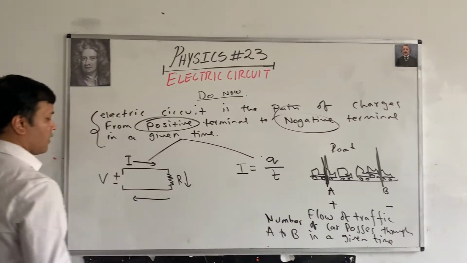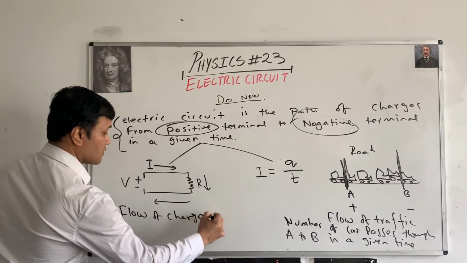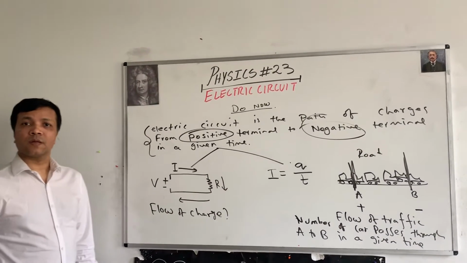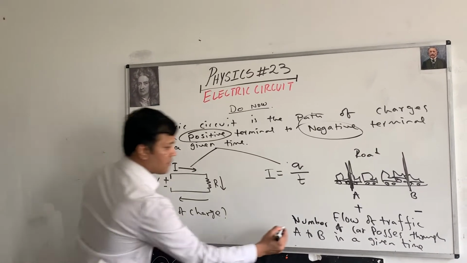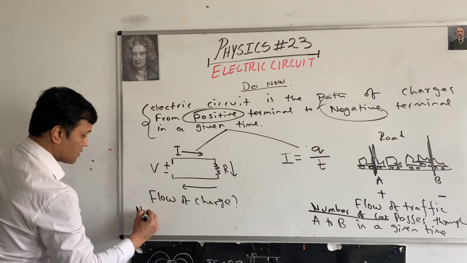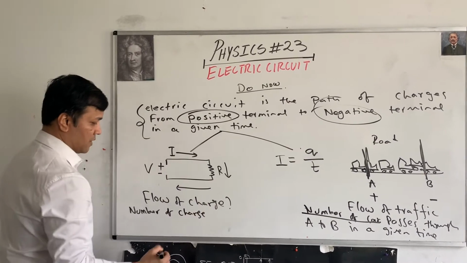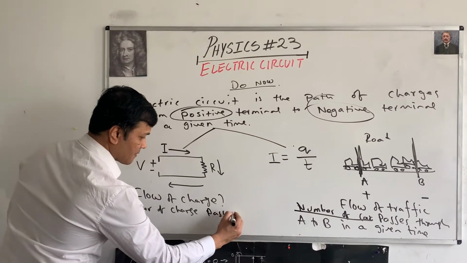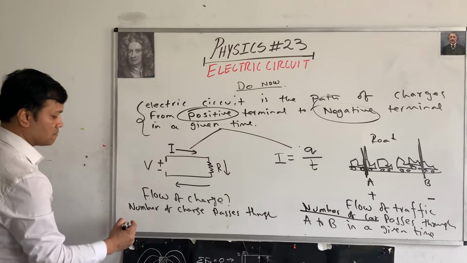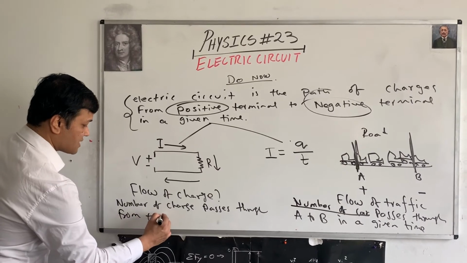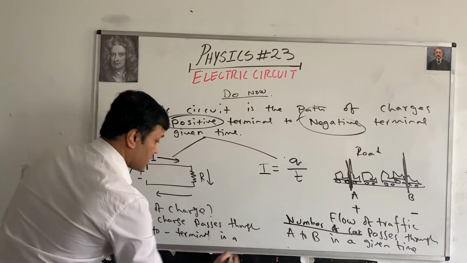Okay. What is the flow of charge? It's the number of charges that flow from the positive terminal to the negative terminal in a given time. The number of charges that pass through a path from the positive terminal to the negative terminal in a certain amount of time.